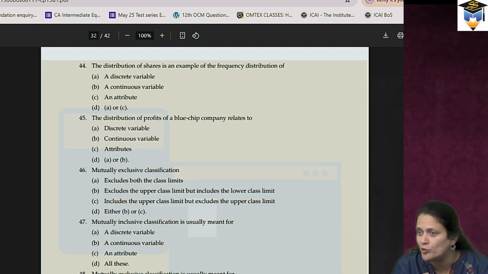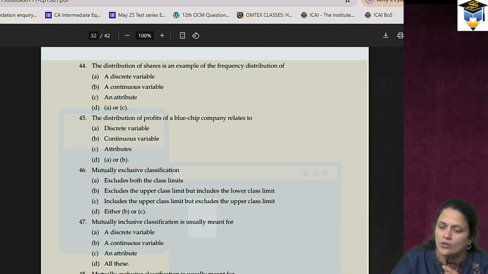Will it be an attribute? Will it be an attribute? No. Why? Because what is an attribute? It's a quality. So the final answer for 44 is option A. Next, 45, distribution of profits of a blue chip company. It can't be discrete, right? Option B. 46, mutually exclusive classification.